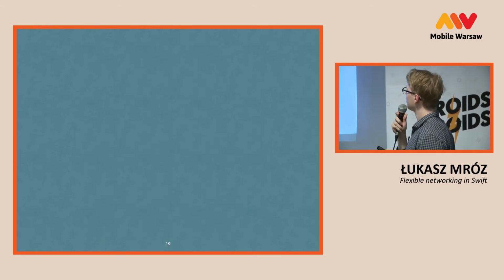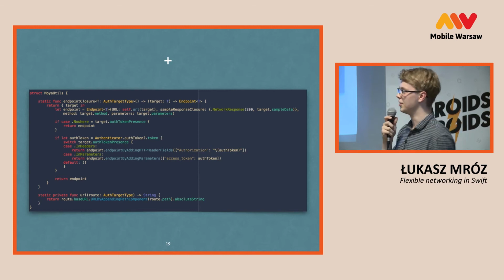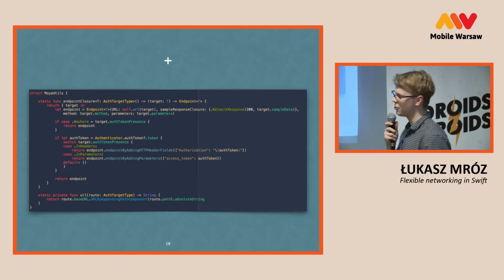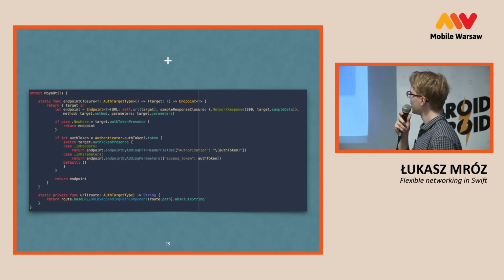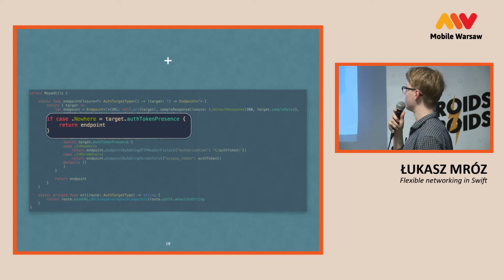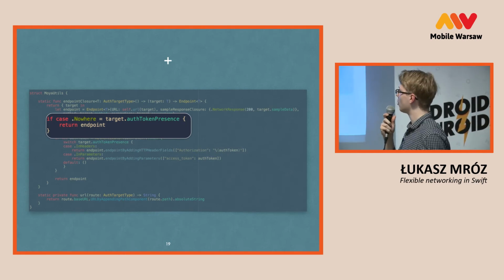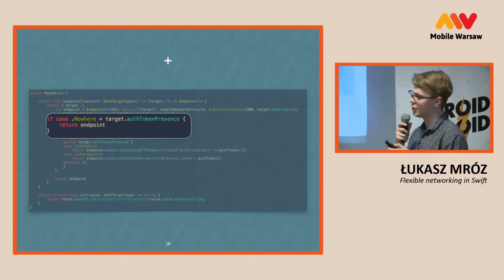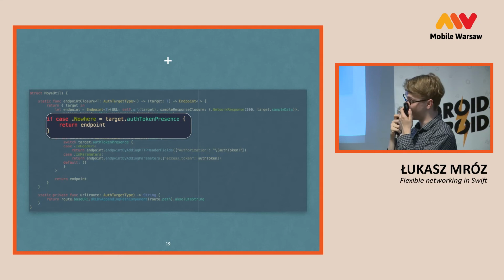So we have created this new protocol. But what to do with it? We didn't really change anything. So we have to improve our endpoint closure. How do we improve it? Just one conditional statement. So if we want the authentication token, we can just go through it. But if we don't, let's just return that endpoint to Moya.